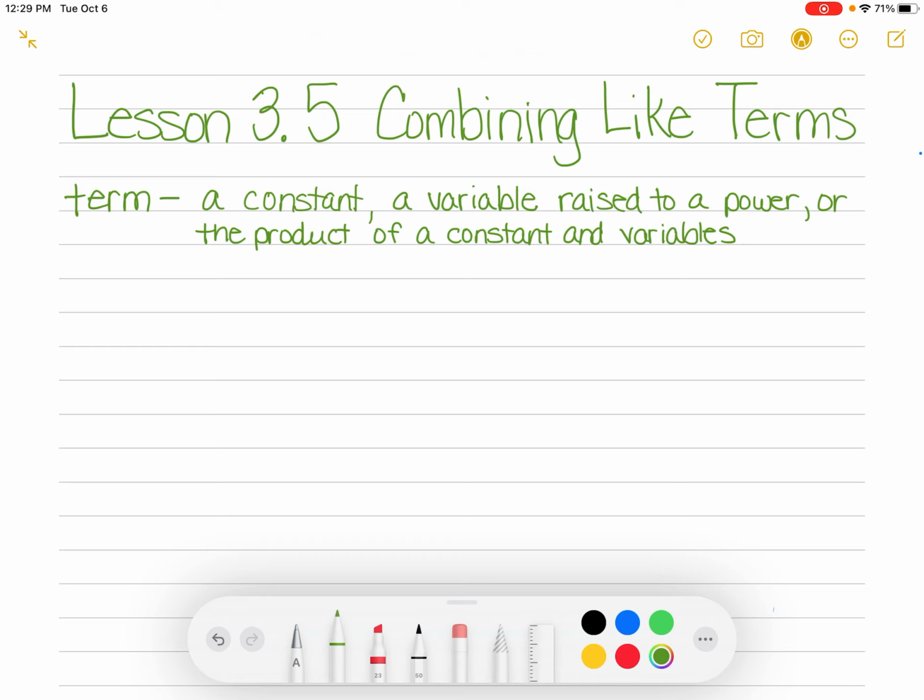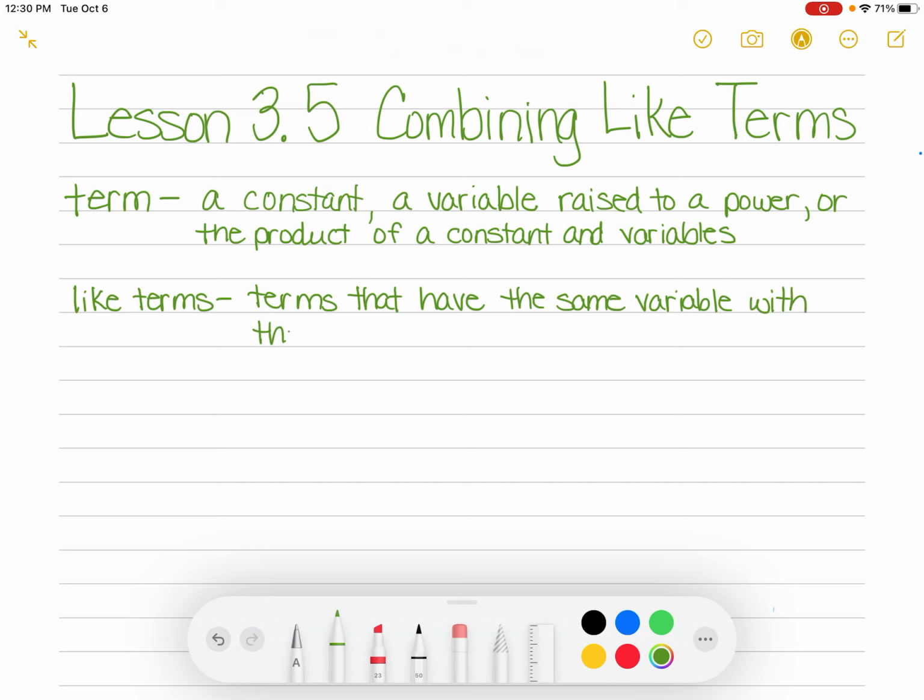So next one is what like terms are. So if you didn't get that all written down, we're going to go over what these really are. But if you didn't get it all written down, just hit pause and write them down. Okay, like terms are terms that have the same variable with the same exponent. That's very important. We'll talk about that in a minute.